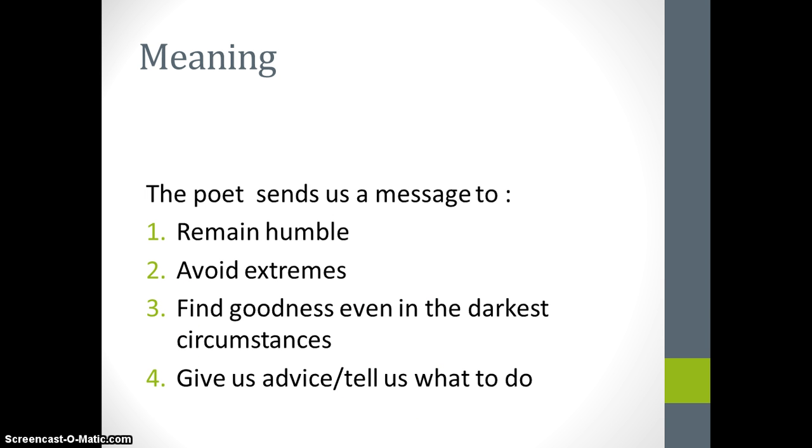And we're moving on to the meaning. There are several meanings in this particular poem. We can see that the poet sends us a message to remain humble and avoid extremes, but he's allowing us to gamble as well, but not overdo it. And also to find goodness even in the darkest circumstances. We can see the willpower, which is telling us to hold on, and also to give us advice and tell us what to do.